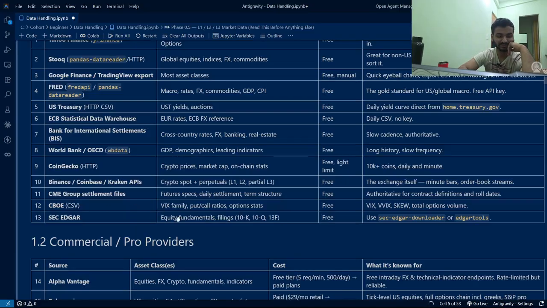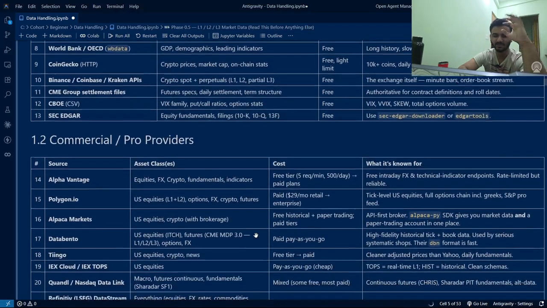CBOE, it's like VIX family, put call ratios, option stats. Then SEC EDGAR, that's your equity fundamentals, filings. You know, some people do use filings as well in models.